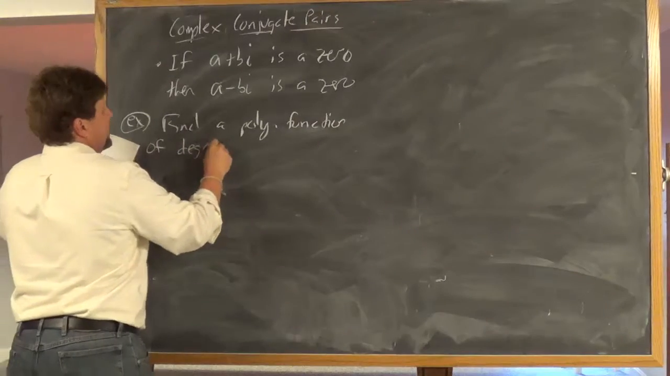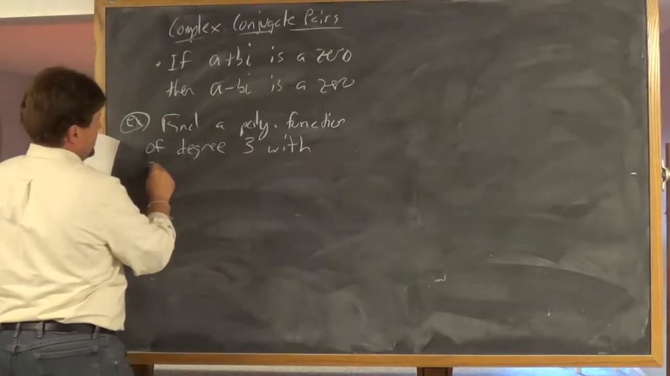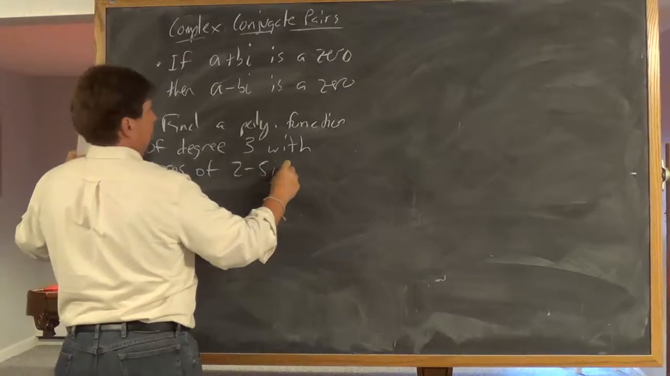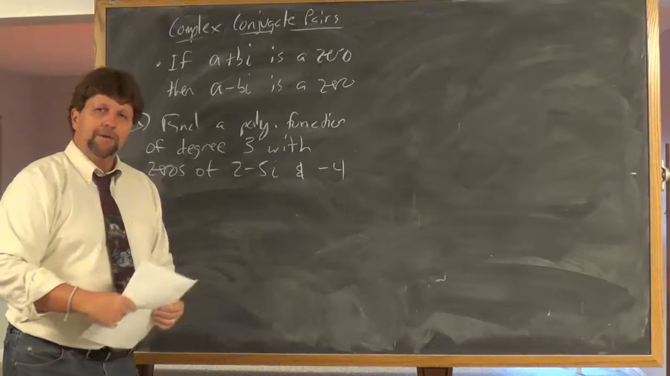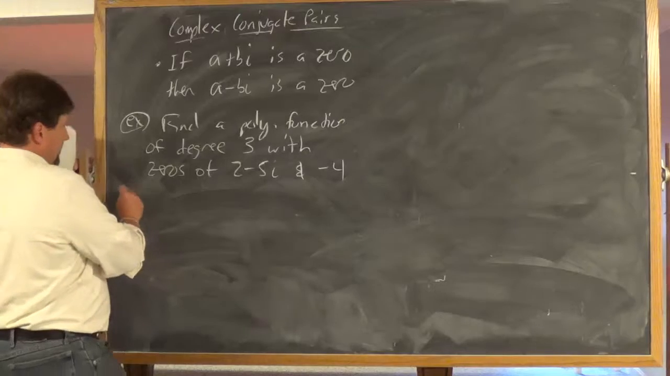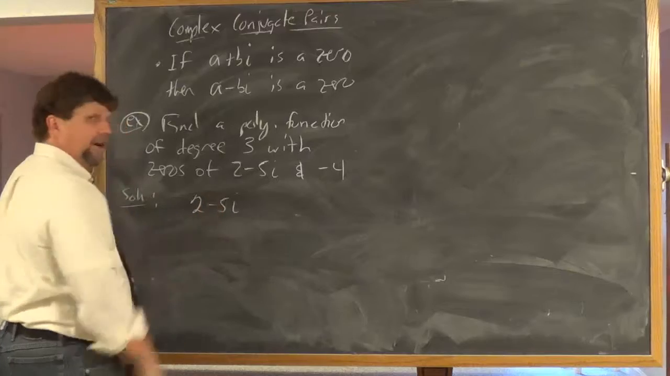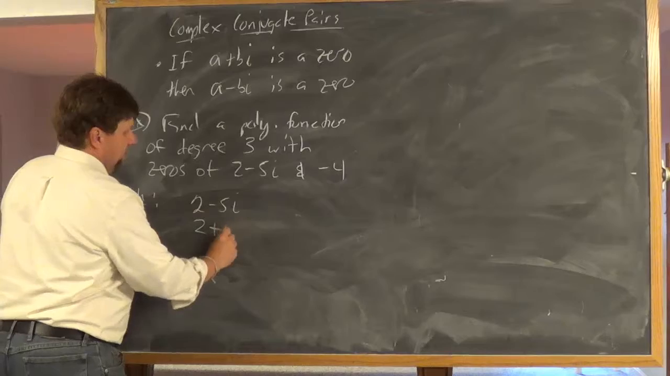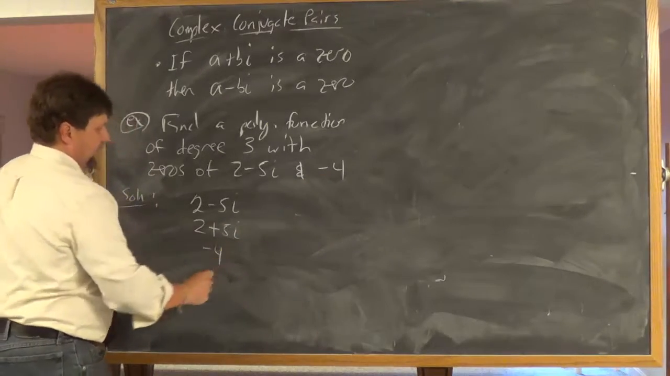And let's say it has a degree of 3. And you're told it has zeros of 2 minus 5i and negative 4. That's all you're given. You're supposed to come up with the polynomial function. The first thing that I would note is that if 2 minus 5i is a 0, then the complex conjugate pairs theorem says 2 plus 5i must also be a 0. And then negative 4 is a 0.